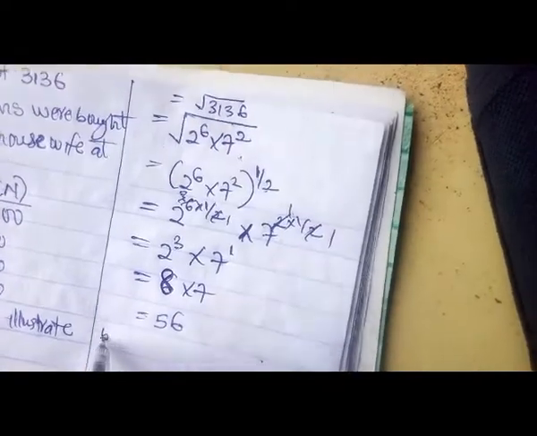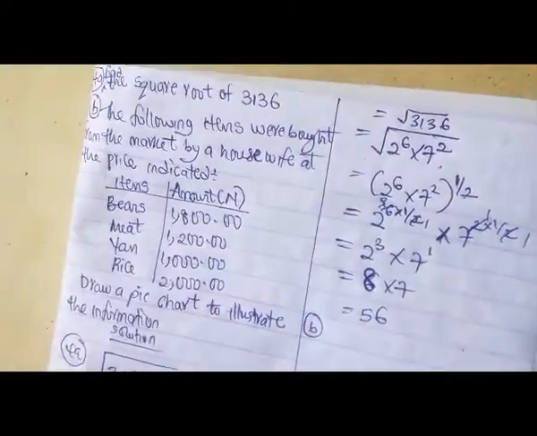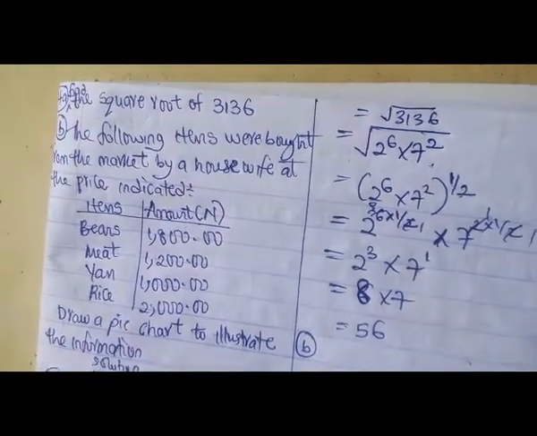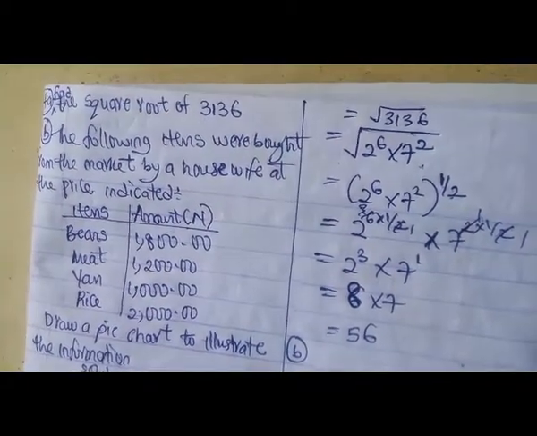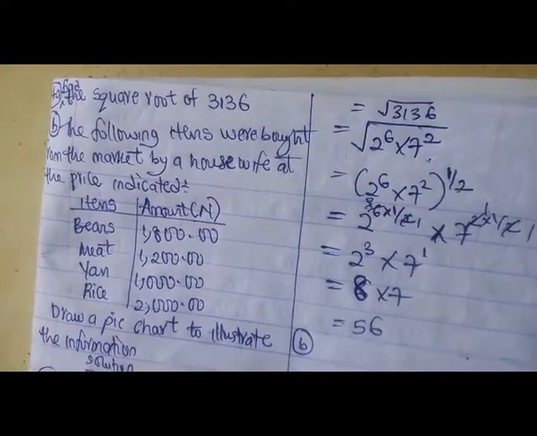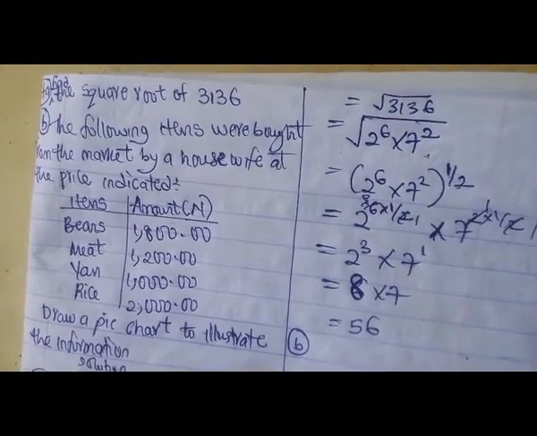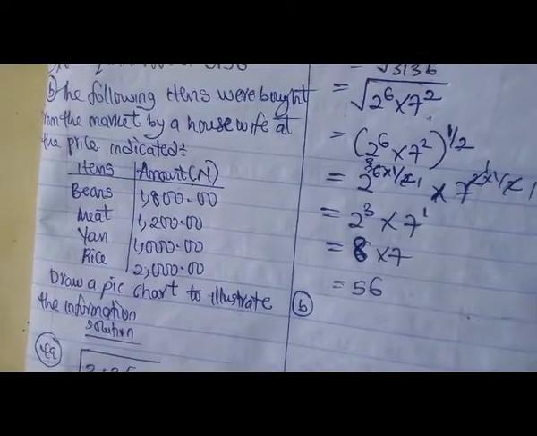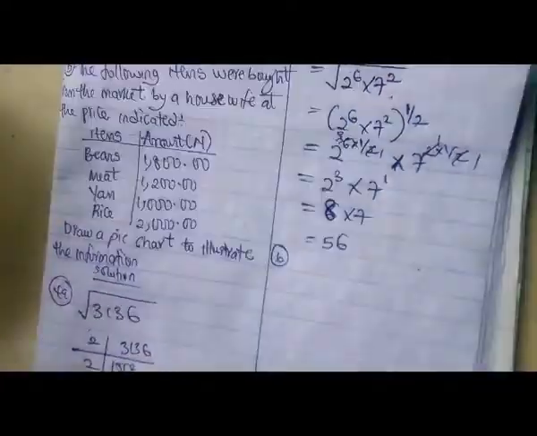So question 4b says the following items were bought from the market by a housewife at the price indicated. Beans 1,800, meat 1,200, yam 1,000, rice 2,000. So we are going to use this to draw a pie chart to illustrate that information. So let's do it now. So let's start.